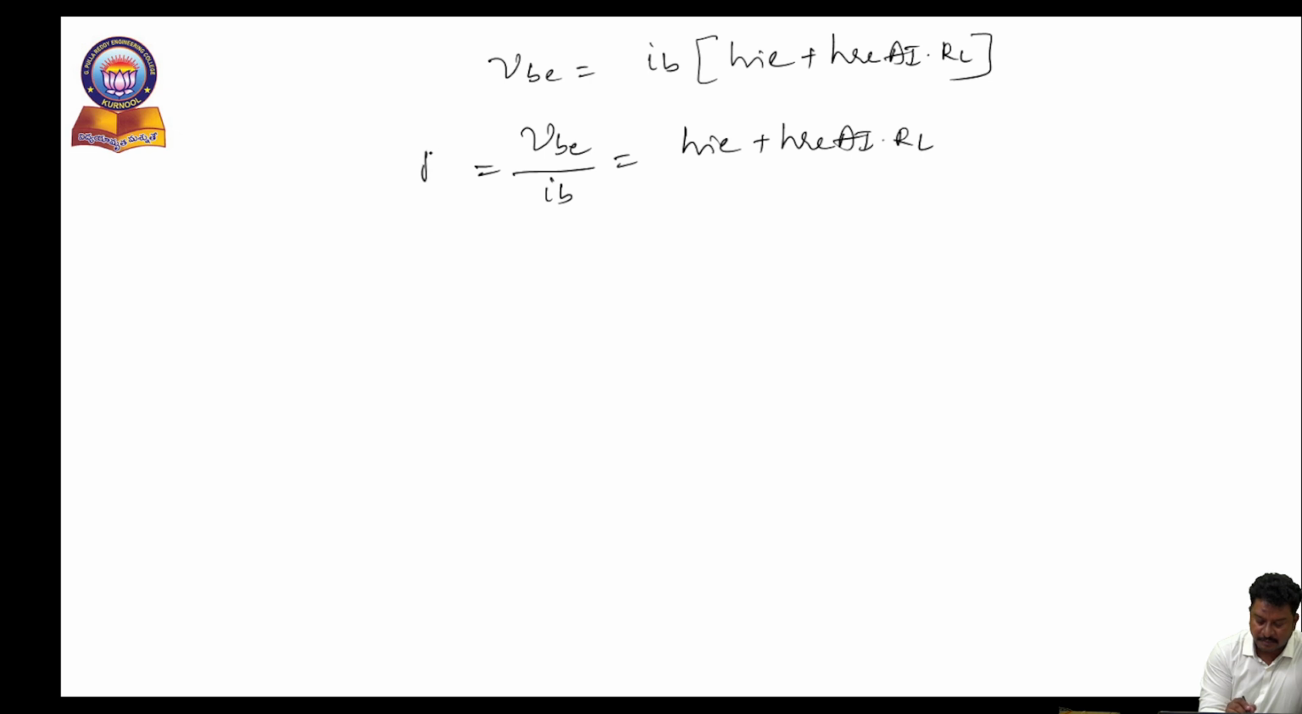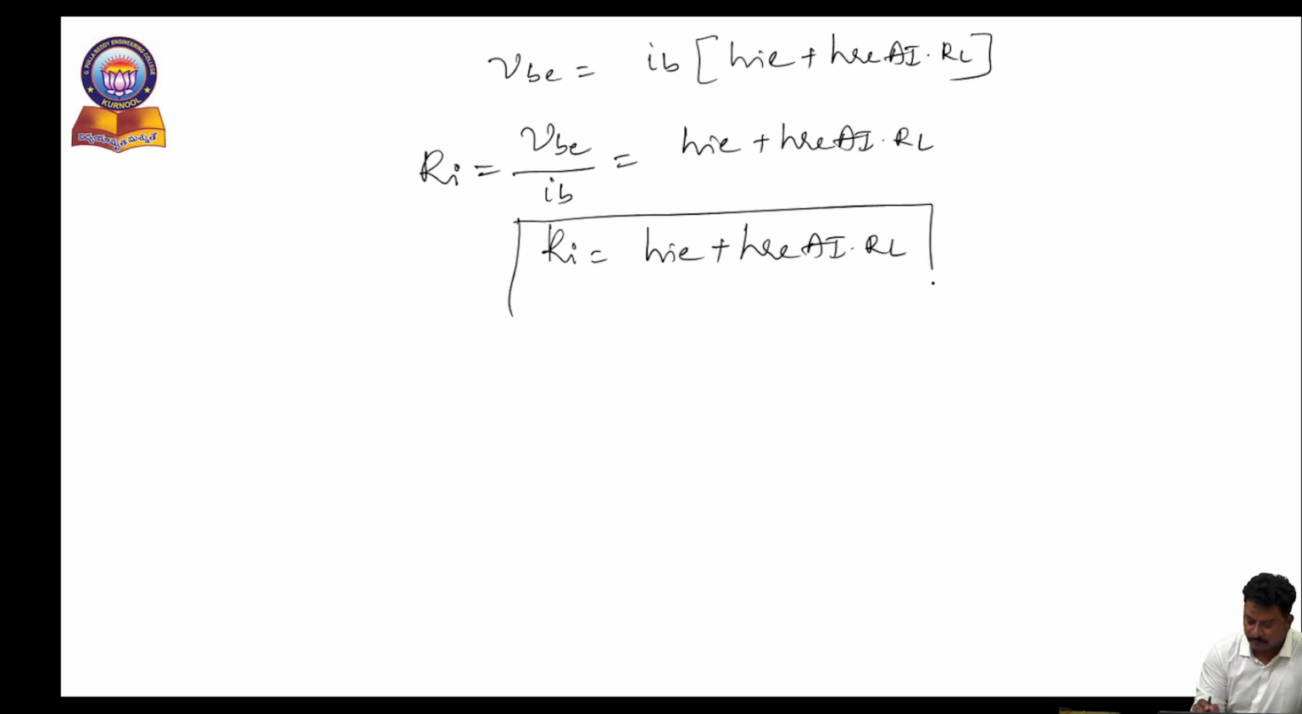This is nothing but the input resistance or input impedance of the transistor amplifier, HIE plus HRE AI RL. This is one more parameter of the amplifier that I defined, represented with respect to the H parameter. Unless you know HIE and HRE, it's very difficult for us to find out the input resistance of an amplifier.